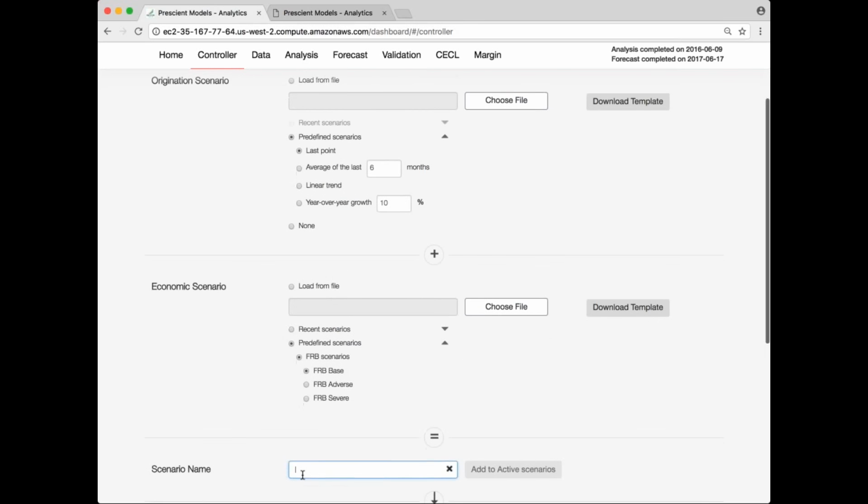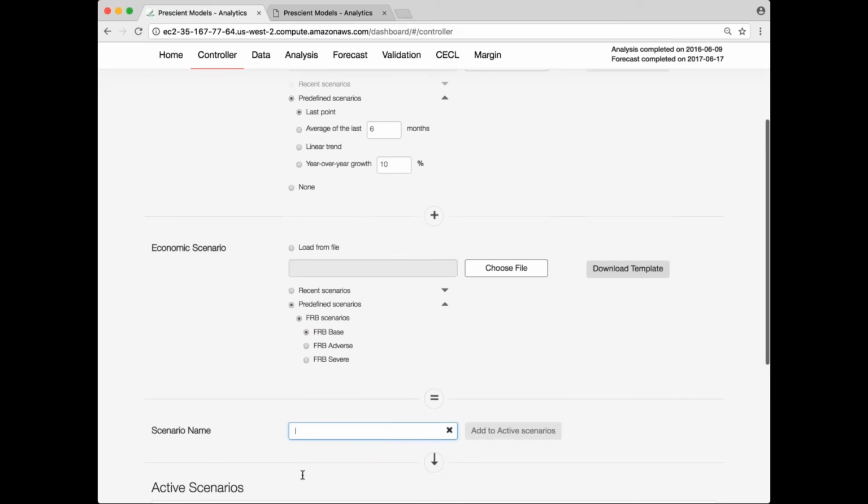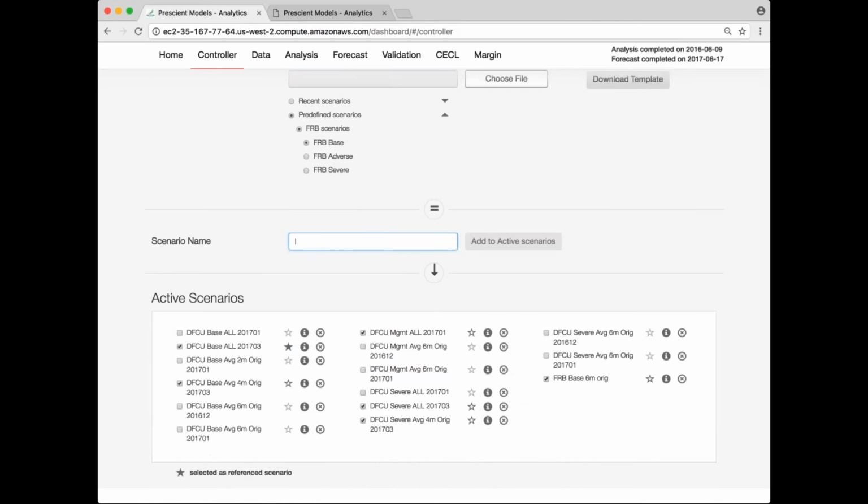So for Denali, here's a list of scenarios they've been working with. You can see several of them are checked at the moment. There are 6 different scenarios they're exploring. One of them has a little star, and that star means that that's the reference scenario that they'll be using for their baseline CECL calculation.